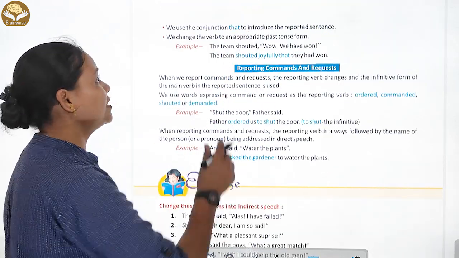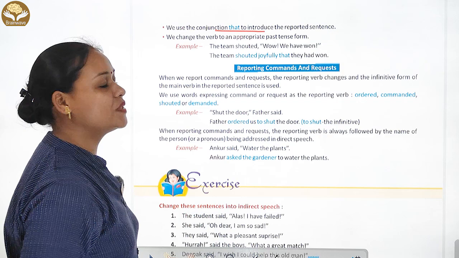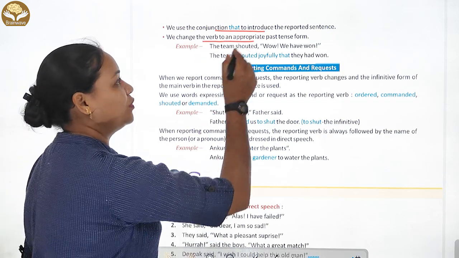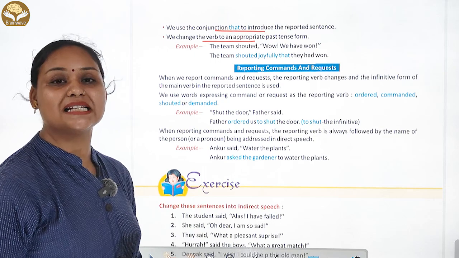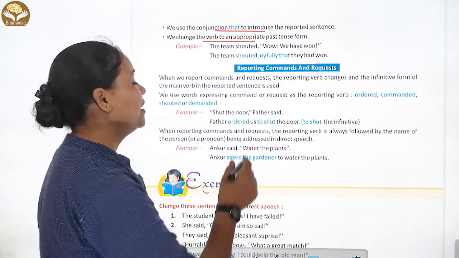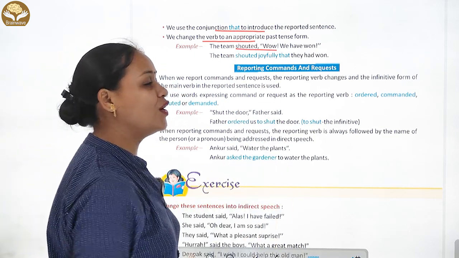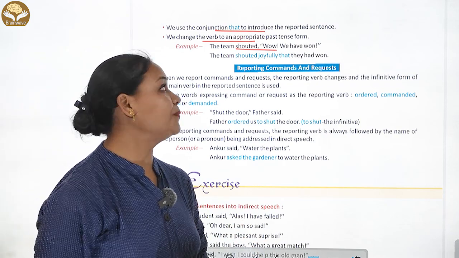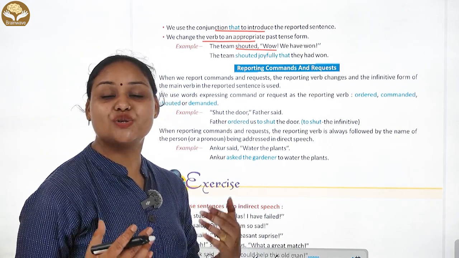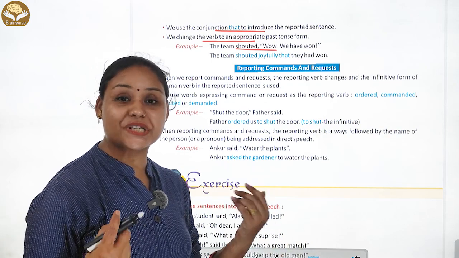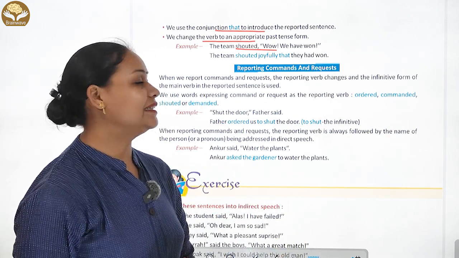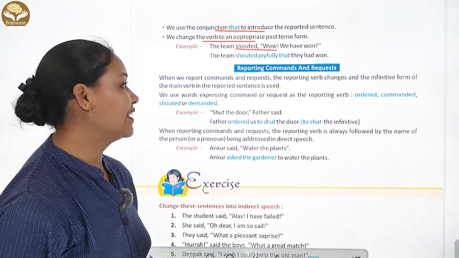हमारे पास, we use the conjunction that to introduce the reported sentences. We change the verb to an appropriate past tense form. Example है, the team shouted, wow, we have won. तो wow क्या है? Exclamation, या shouted joyfully. Okay? तो वो क्या खुशी से चिल्ला रहे हैं, तो क्या लिखेंगे? The team shouted joyfully that they had won.